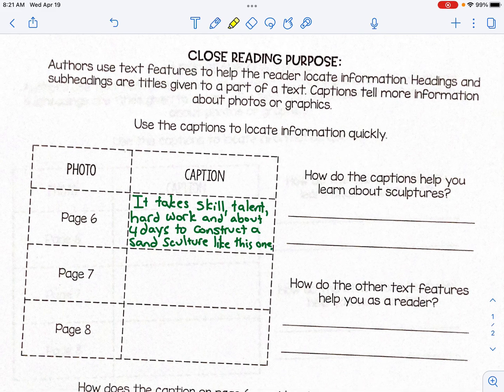Okay, boys and girls, let's move on to our next assignment. It says close reading purpose. Authors use text features to help the reader locate information.